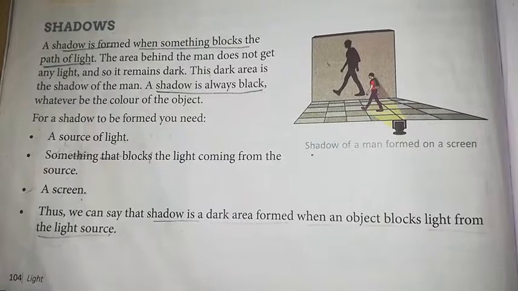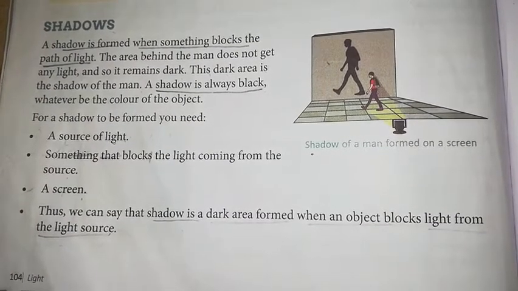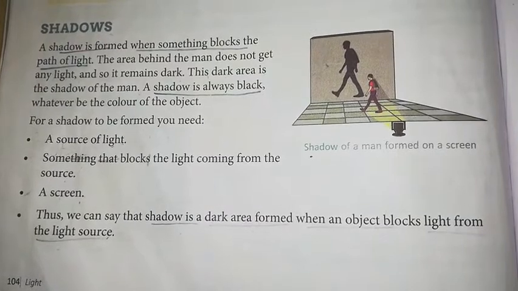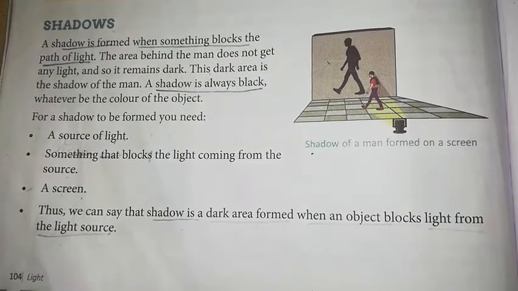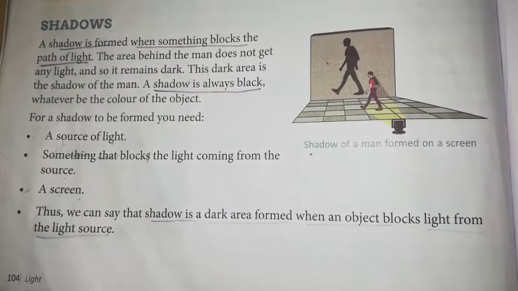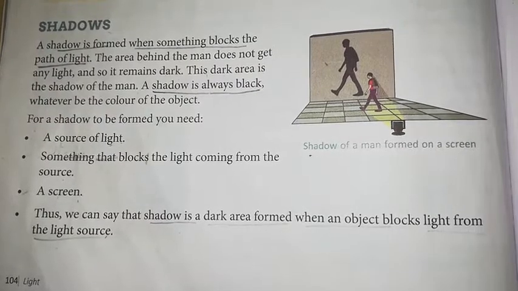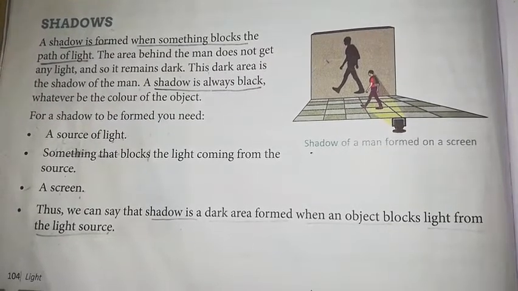For the formation of a shadow, we need three things. First, a source of light. Second, an opaque object that blocks the light coming from the source. And the third one, a screen.